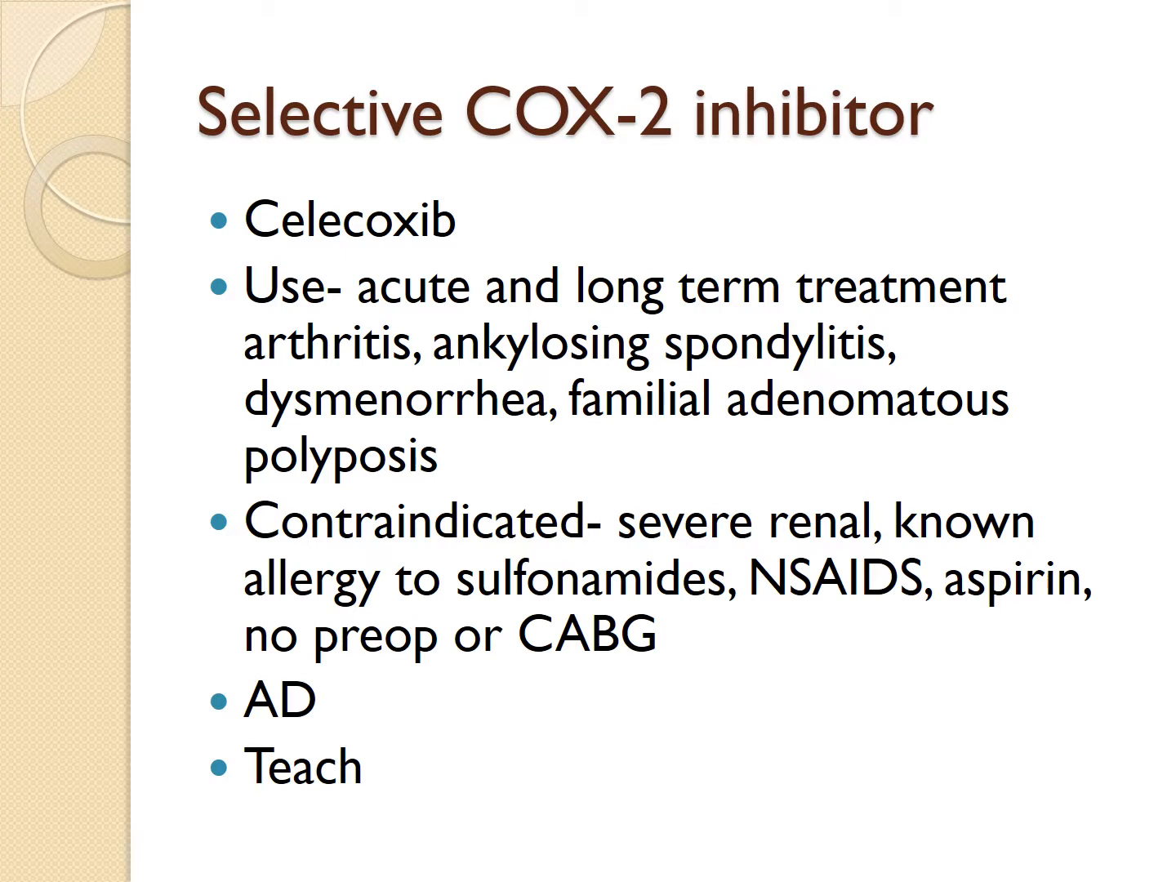Celecoxib is your selective COX-2 inhibitor, and that's used for acute and long-term treatment of arthritis, ankylosing spondylitis, dysmenorrhea, and adenomatous polyposis. It's contraindicated with severe renal impairment, known allergies to sulfonamides and NSAIDs or aspirin, and we don't give it preoperatively or to patients with a CABG, the coronary artery bypass.